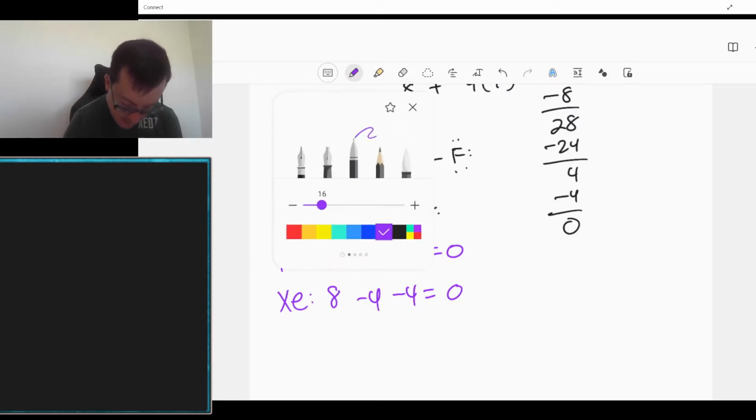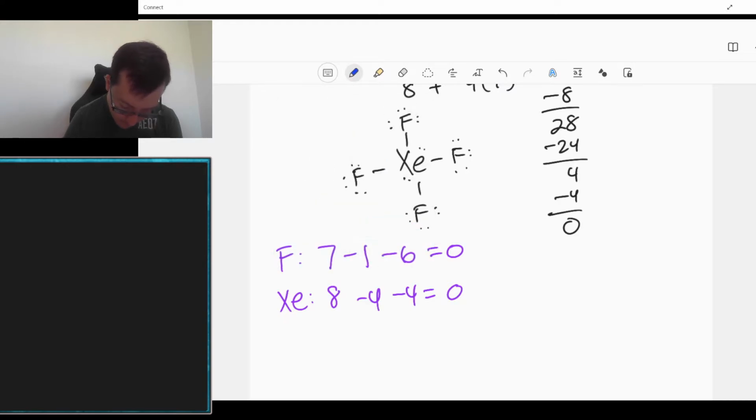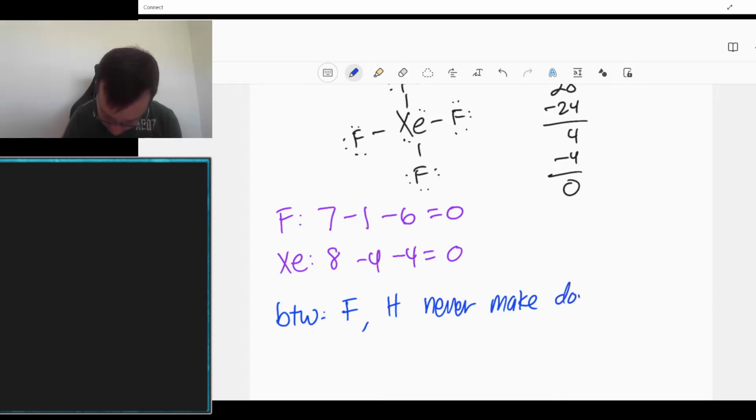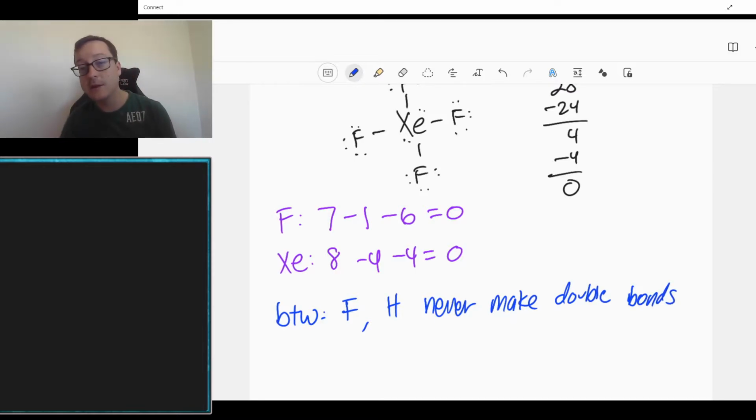One thing to note, by the way: fluorine and hydrogen will never ever make double bonds. So in no Lewis structure ever should you ever have fluorine or hydrogen double bonded to something. It does not happen for several reasons. Hydrogen simply has 1 electron. It cannot physically make a second bond.